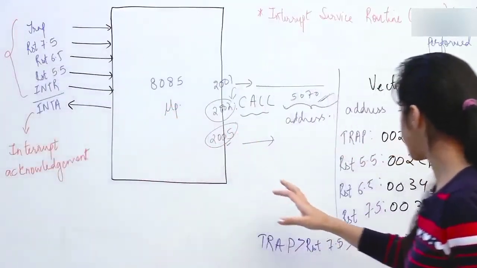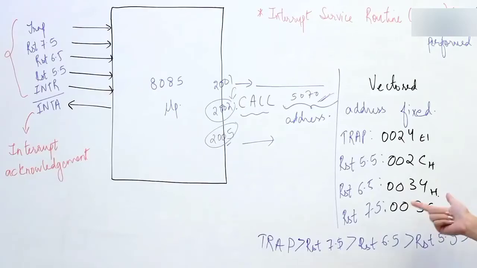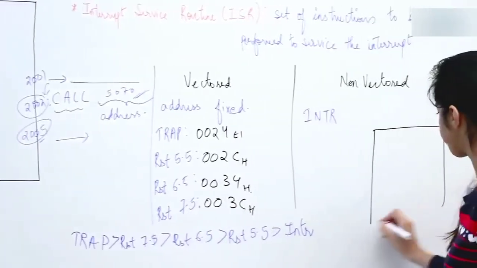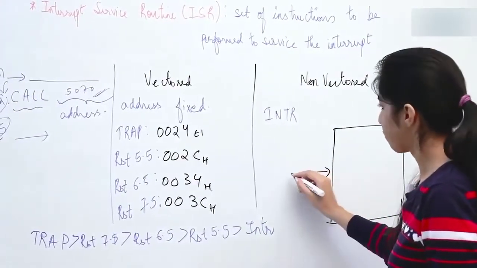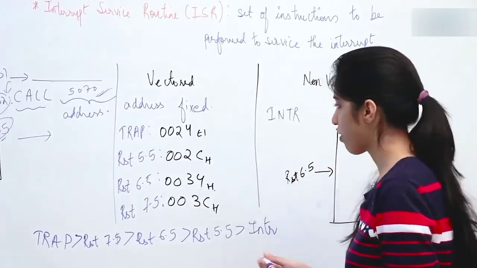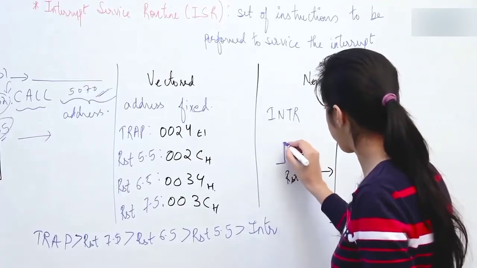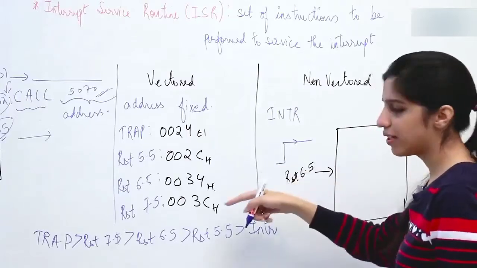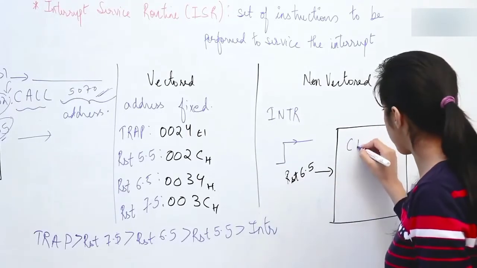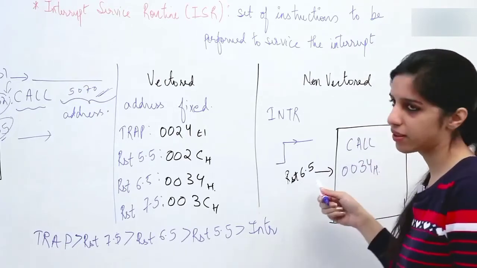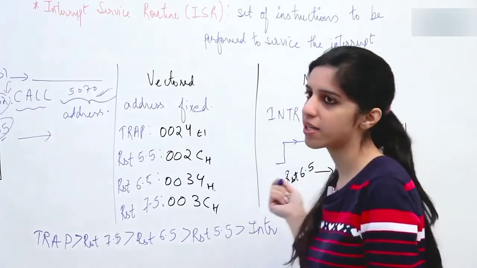Now you can understand better maybe. Suppose this is my microprocessor, and I give RST 6.5. RST 6.5 means I make this pin high, I give this pin as 1. Internally, what happens in the microprocessor is that CALL 0034 is executed.